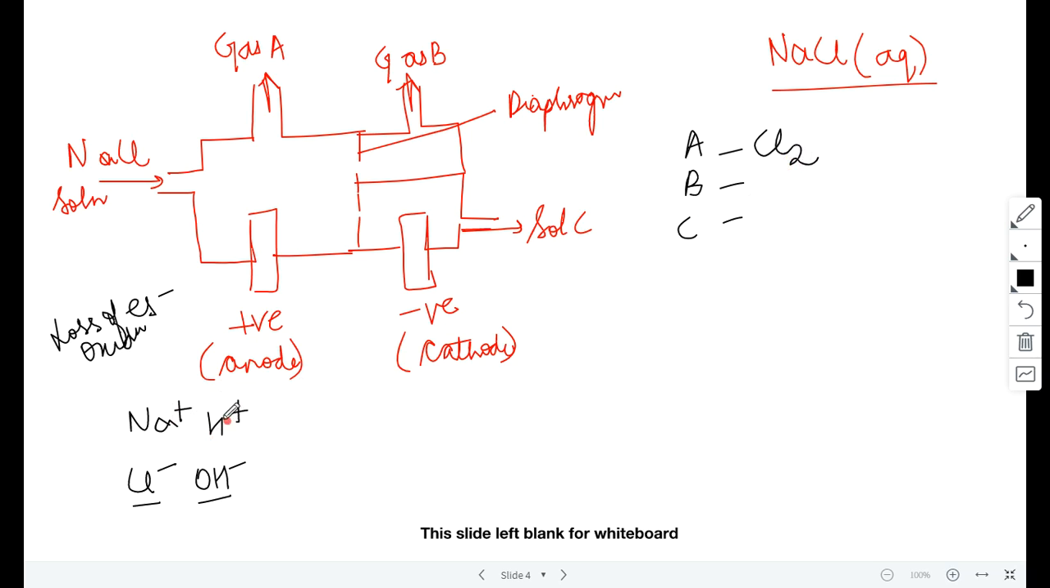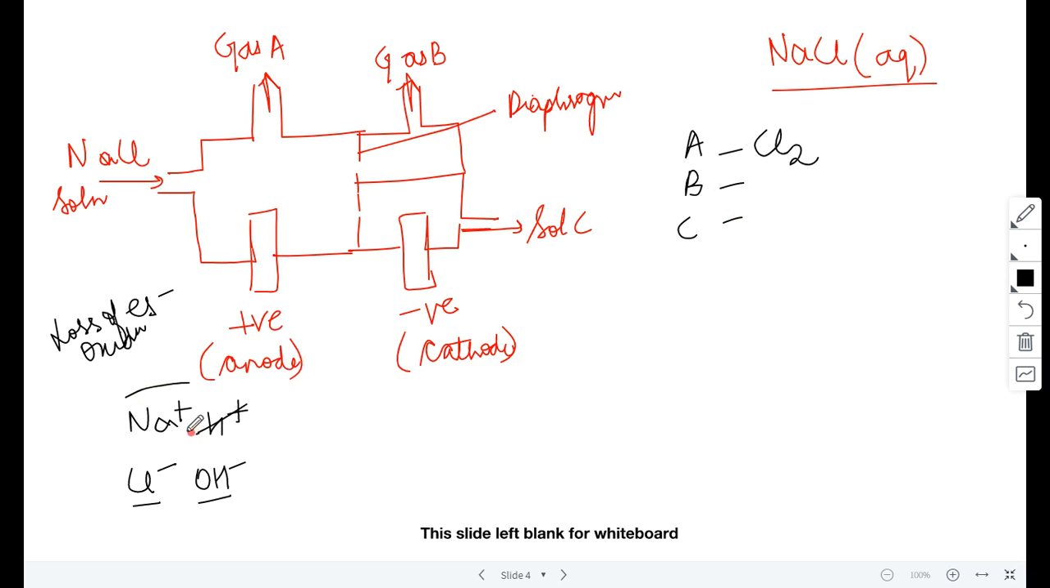It's easy. You first split up. In the question they have only written aqueous. You split up things and then you take it like this. In the anode, out of these two, what will be discharged? Cl will be discharged. So gas A, that means chlorine gas, will be discharged. Now let's talk about gas B.